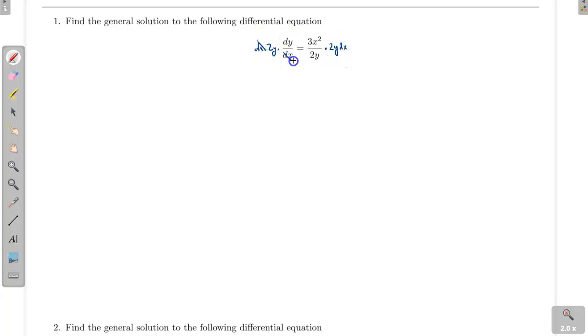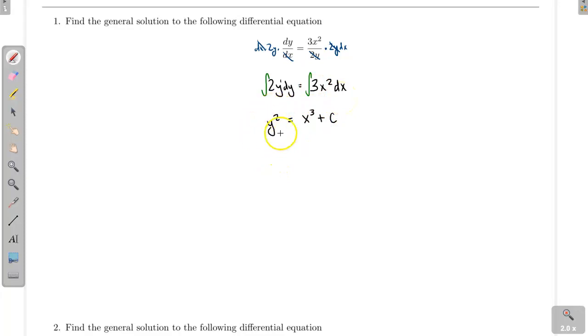Those cancel, and I get 2y dy equals 3x squared dx. So I separated my variables. All the y's are on the left, all the x's are on the right. Now I can integrate both sides. On the left-hand side, the integral of 2y is y squared. Add 1 to the exponent, divide by 2. On the right-hand side, add 1 to the exponent. Dividing by 3 cancels out with that 3, plus c.